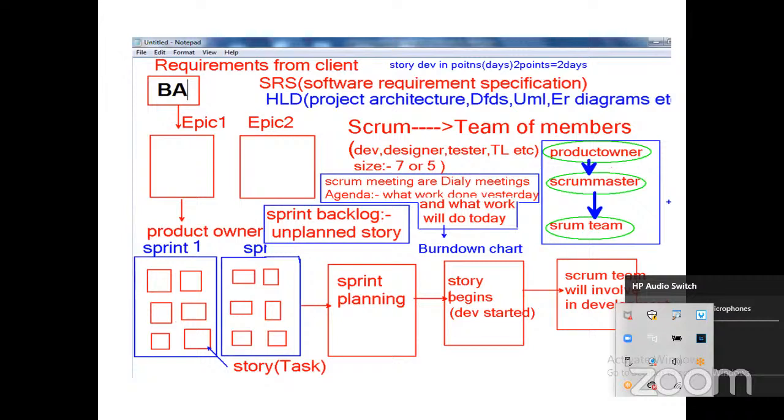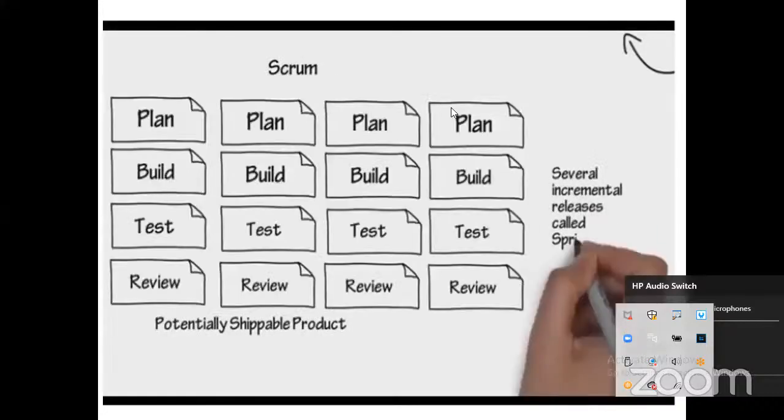Are you following, everyone? So now what is the Scrum meeting? Scrum meetings are daily meetings. What is the agenda of that Scrum meeting? The agenda is two things: what work was done yesterday and what work we will do today. That is the main agenda of these Scrum meetings. So in Agile methodology, basically three types of users are there. And this is nothing but our incremental releases, called a sprint.